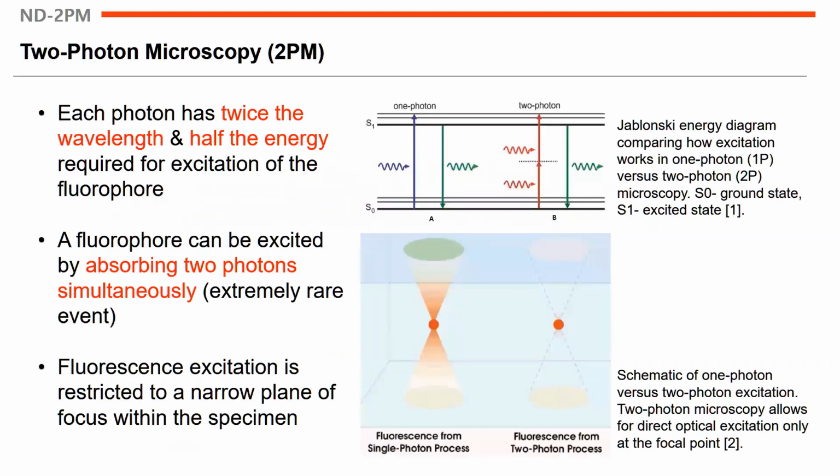Two-photon microscopy is a type of fluorescence microscopy. In two-photon microscopy, a single photon cannot excite a fluorophore because each photon has twice the wavelength and thereby half the energy required for excitation. Therefore, a fluorophore can be excited by observing two photons simultaneously, which is an extremely rare event. So, fluorescence excitation is restricted to a narrow plane of focus within a specimen.